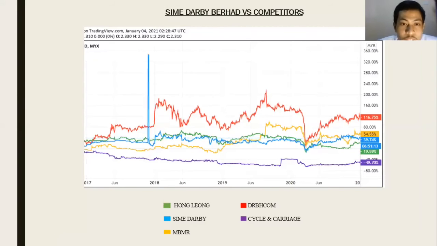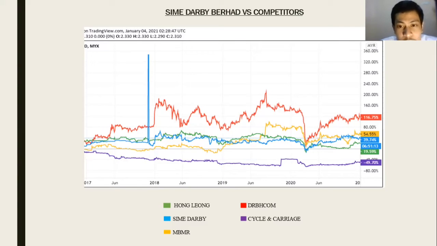Next, for Darby versus competitors, Darby Berhad's highest stock price was RM7.35 on 27 November 2017. On 30 November 2017, the company had a decline in its stock price, hitting RM1.94. However, the price increased in January 2018 and has been on a sideways trend until the current time, with only minor fluctuations. Other than that, Darby Highcom and MBM Resources Berhad have a higher change of price than Darby Berhad, as shown in the graph.